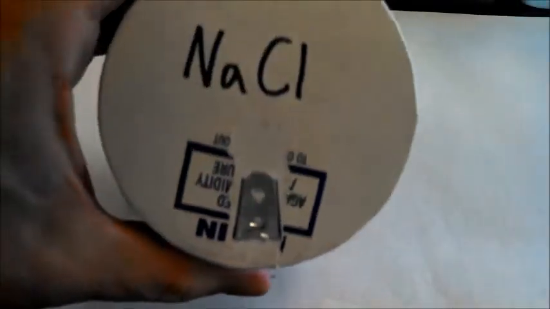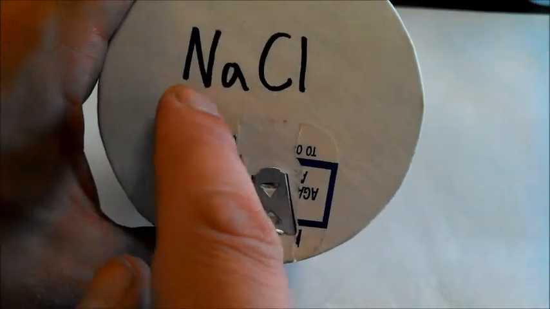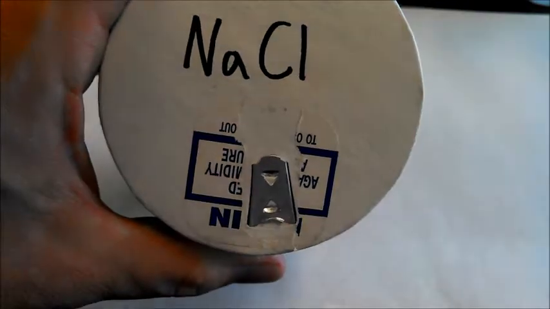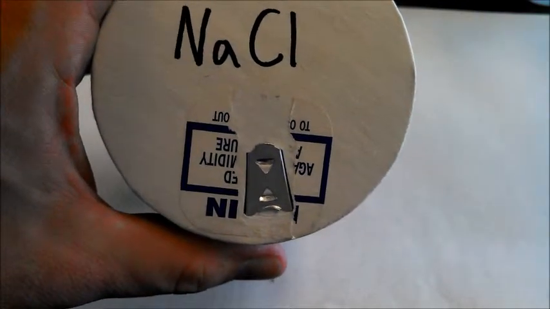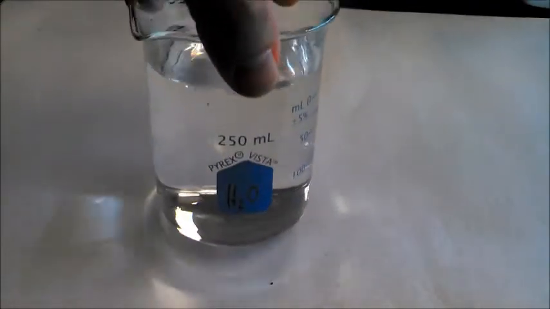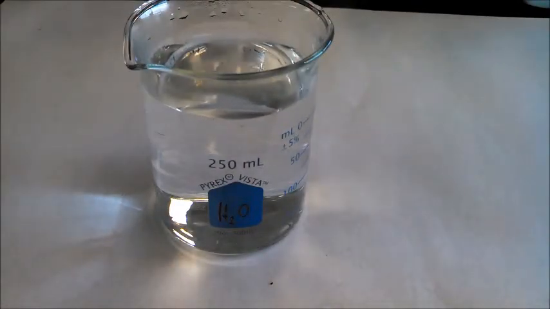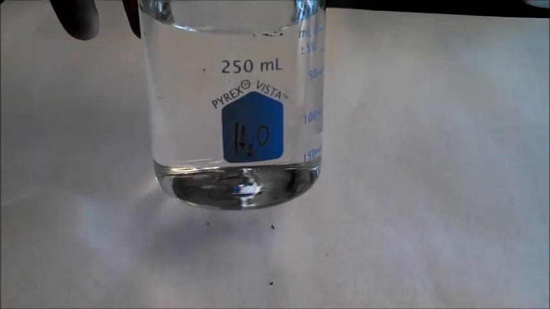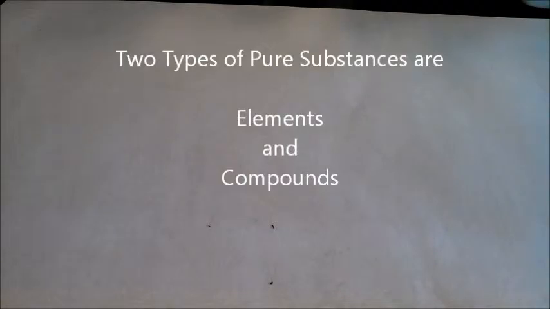It's a compound. Another example, table salt, sodium chloride. We have sodium and chlorine joined together chemically. There's more than one element present and they're combined together. And another example, of course, is water. Water is H2O. It's combined chemically, hydrogen and oxygen. That is a compound. So the two types of pure substances are elements and compounds.